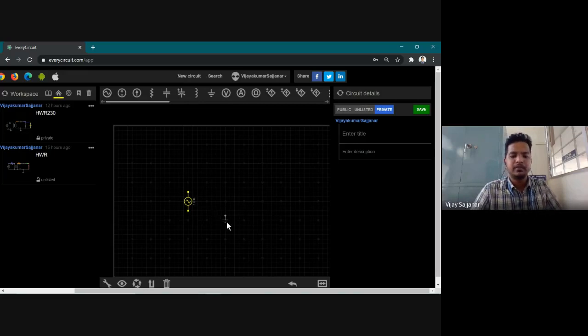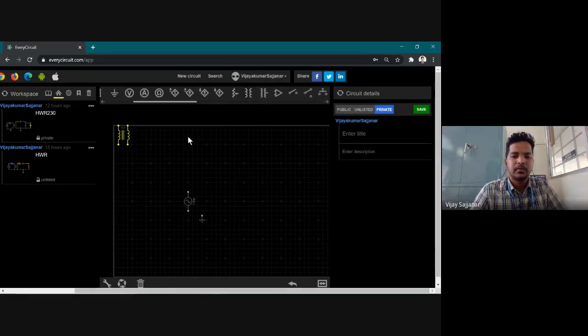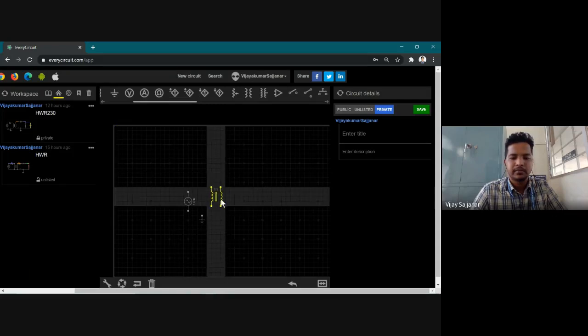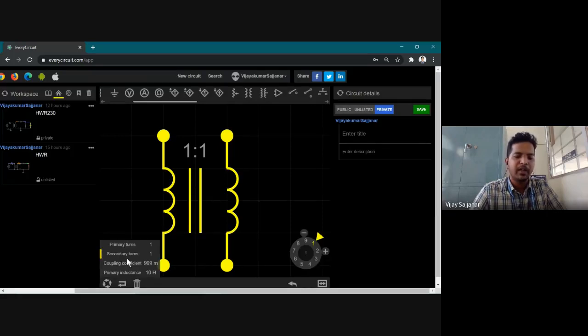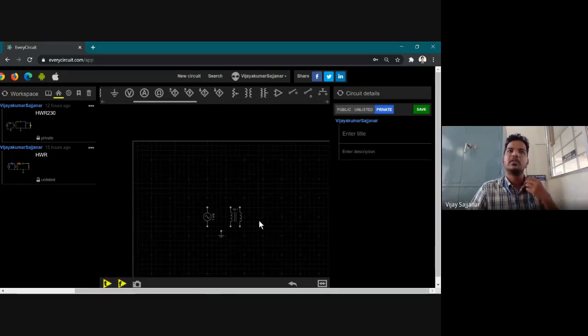Sorry. So what we'll do is take a transformer and try to analyze it. This is our transformer. We can set the primary and secondary turns. Say the primary is 1, maybe we can reduce it to some number, maybe 10. Here we have the rotary dial. If we rotate this, we can set the values. So we have a transformer of 10:1.